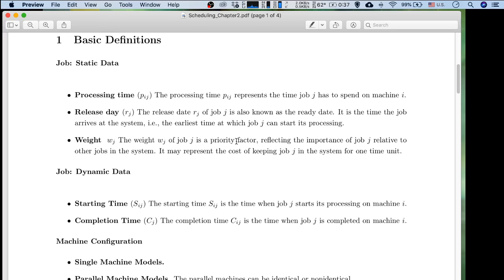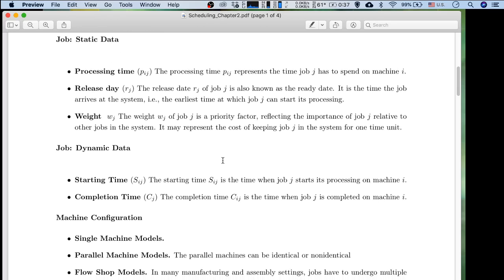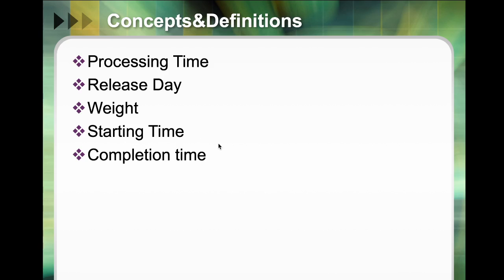So it means that one job will have more weight, and it may create more benefits than the other job in the system, right? And here we also have another job-related characteristic about the dynamic data, right? Here we have the starting time and completion time of the job.